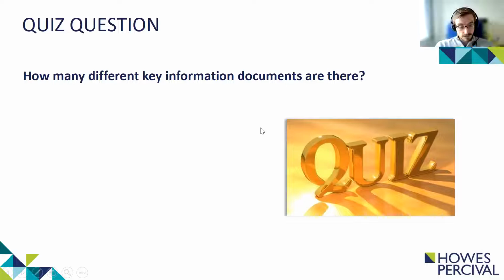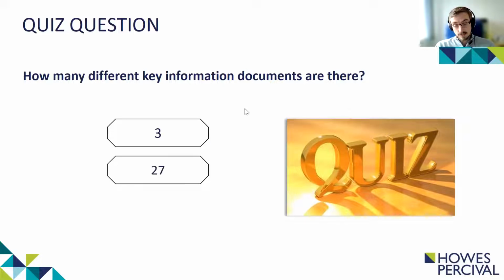Right, thank you, Estelle. So we'll start off with a quick quiz question. The question being, how many different key information documents are there? There will be three options. Option A is 3, B is 27, and C is 50. And hopefully a little poll will pop up on screen in front of you for you to submit your answer. I'll just give you a few seconds to do so.